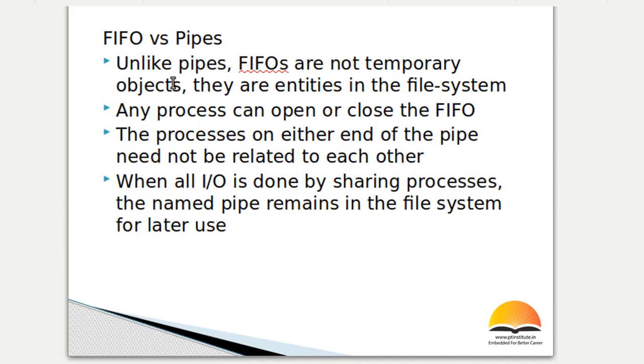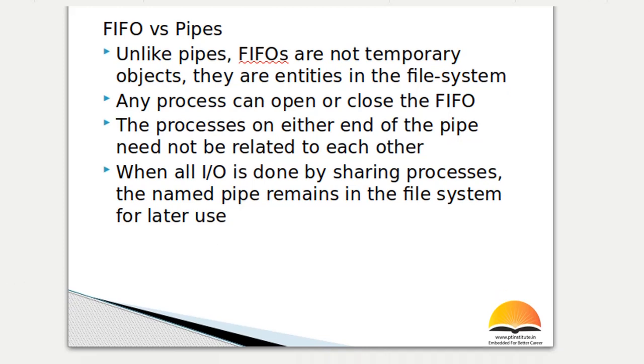So now, FIFO versus pipe. The problem with the pipe is that a pipe works only with related processes, while a FIFO can work with any process because it has a name, and any process can open the FIFO file by name and read and write. This was not possible with the pipe. Pipe works only with related processes, while FIFO can work for any process.